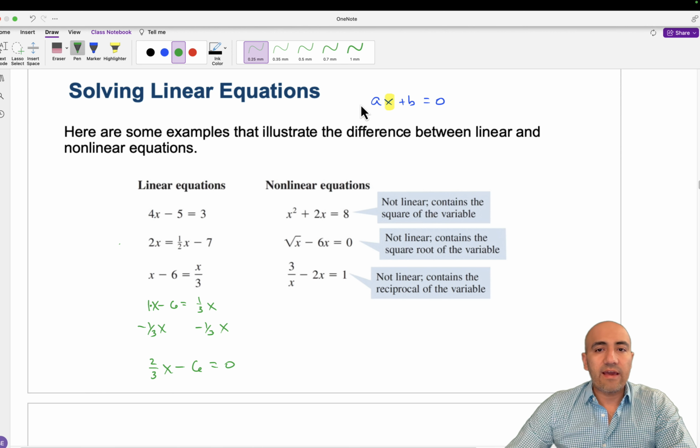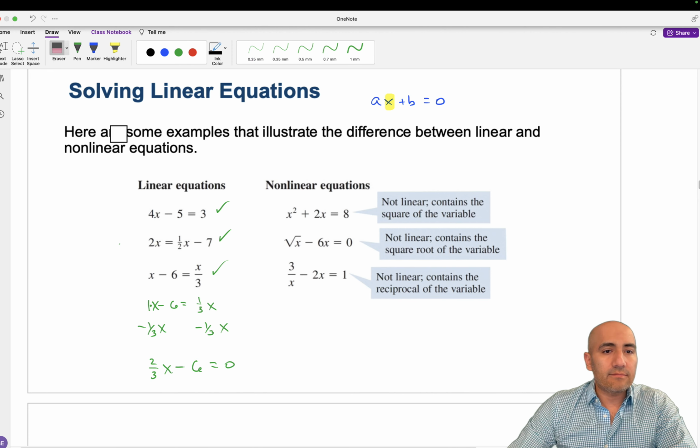And once again, we have this form, right? So all three of these, 1, 2, 3, all three of these are linear equations that can be rewritten and made to fit this form. Okay, what about the other side?